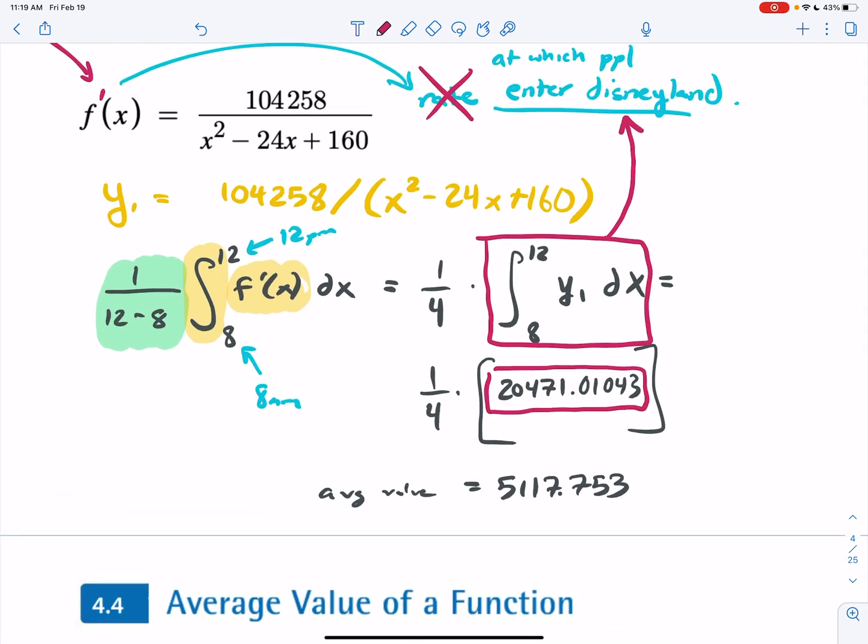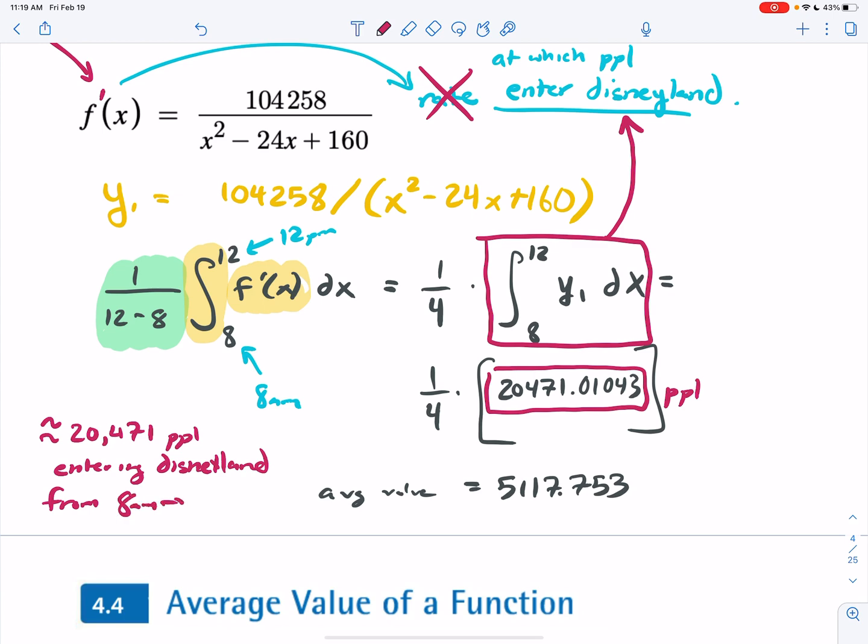All right? So again, this is about 20,471 people. Okay, obviously you can't have 0.01043 people, right? But approximately we have 20,471 people entering Disneyland from 8 a.m. to 12 p.m.